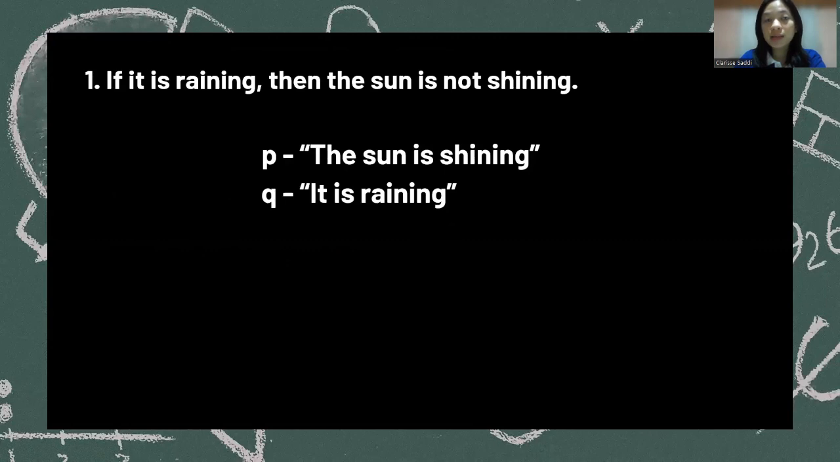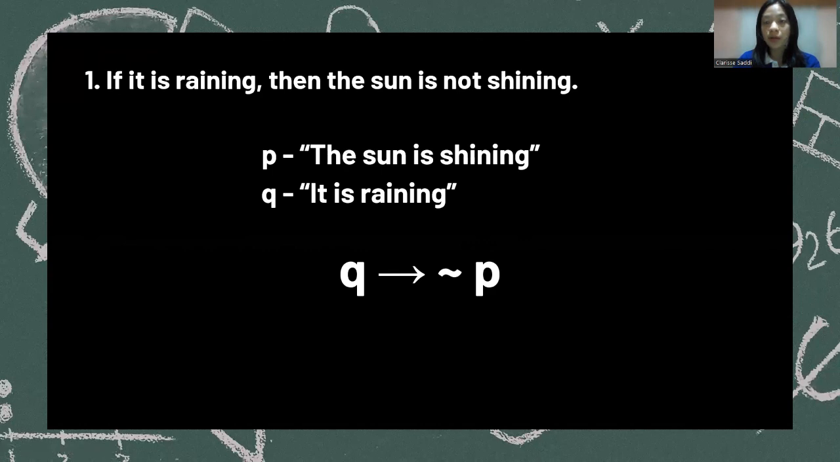So for the first example, we have if it is raining, then the sun is not shining. So the converted letter or symbols will be the Q statement followed by the implication or the if then connective, since the if then is applied to the Q statement. As you can see, the if is added before the Q statement and then after the Q statement, then followed by a negation symbol and the P statement.